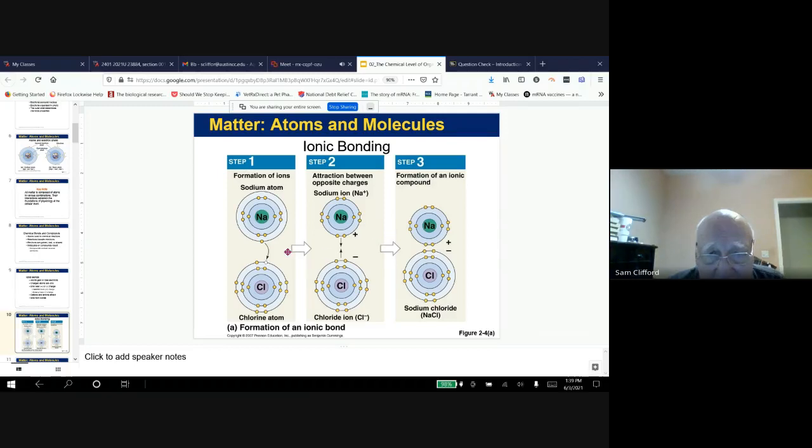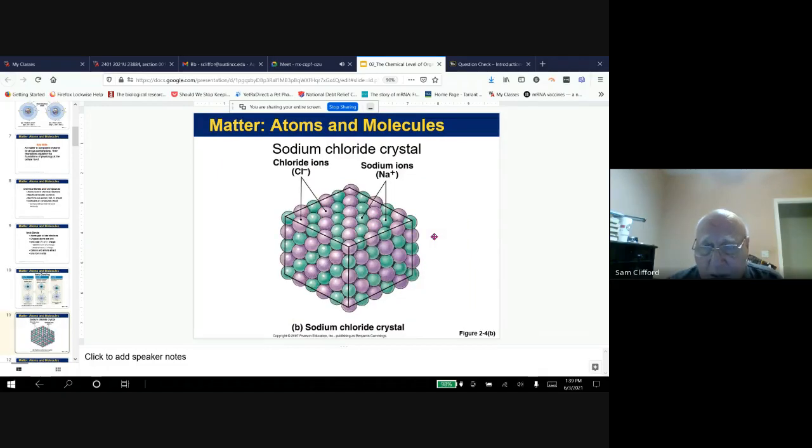Ionic bonding happens when sodium, for instance, loses an electron to chloride. Notice the chlorine atom, when it gains an electron, is chloride. Sodium becomes positive. Chloride becomes negative. You have an electrostatic attraction that makes salt. This is the salt crystal. If you have sodium and chloride arranged in a regular formation in this cube, that's salt.